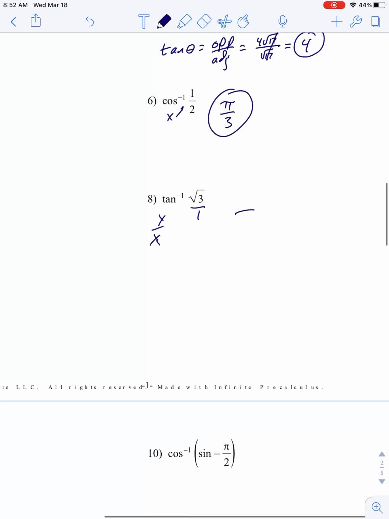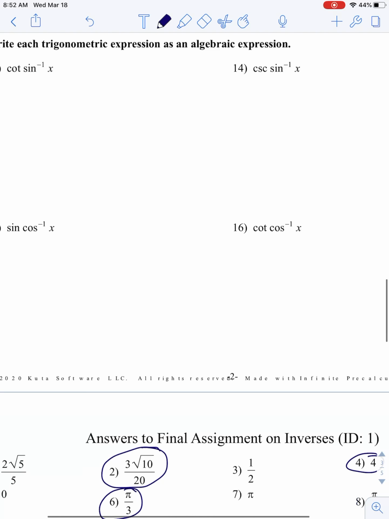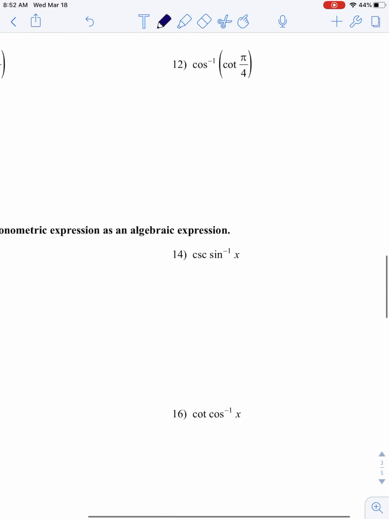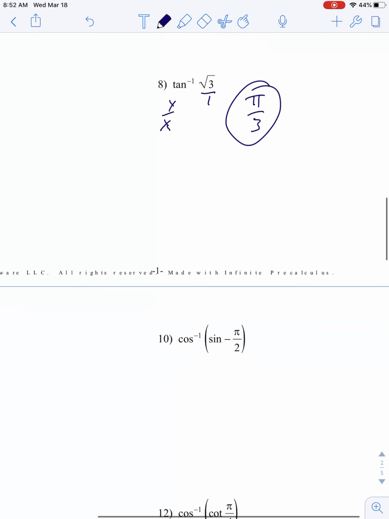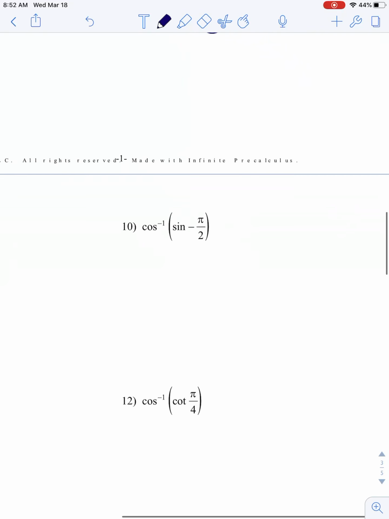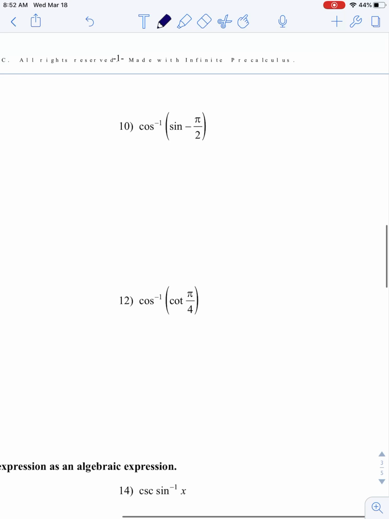And look at that, it just happens to be the same answer as the previous problem we did. Let me scroll down and check number 8. Yes, right there. So there's that one. You're going to work out 5 and 7 essentially the same way. Number 10 through 12.